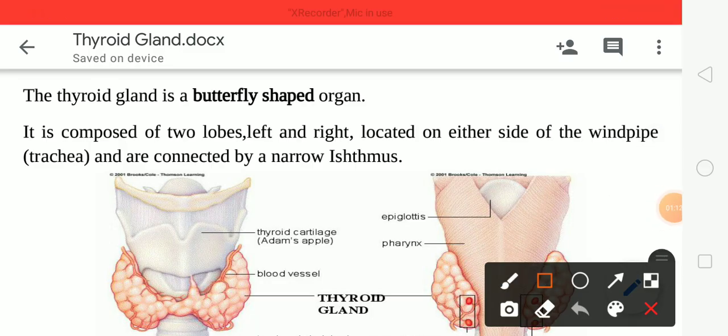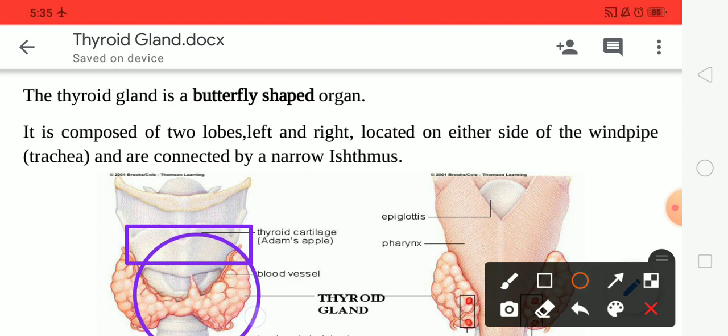The thyroid gland is located in front of the neck, just below the Adam's apple. Look, this is the Adam's apple, and just below the Adam's apple the thyroid gland is located, and this is the location of the thyroid gland. And if you observe the structure, the thyroid gland is a butterfly shaped organ, and it consists of two lobes, that is the left lobe as well as the right lobe.